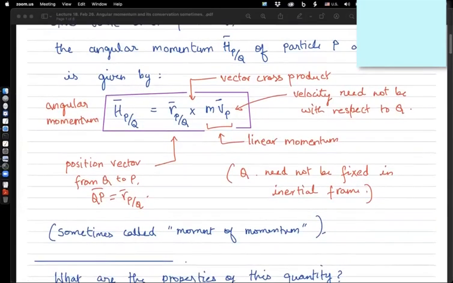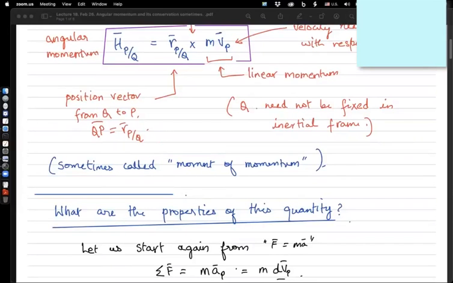It's sometimes called the moment of momentum, because doing this cross product, some position vector crossed with some vector, is called taking the moments. But you're taking the moment not of forces, but of momentum. So it's sometimes called moment of momentum. I guess that's that. So that's called angular momentum. And then we can take a look at what the properties are. Why do we care about this object? What are the properties of this quantity?